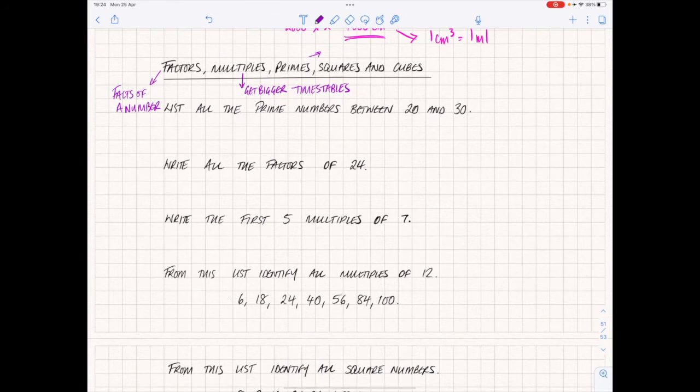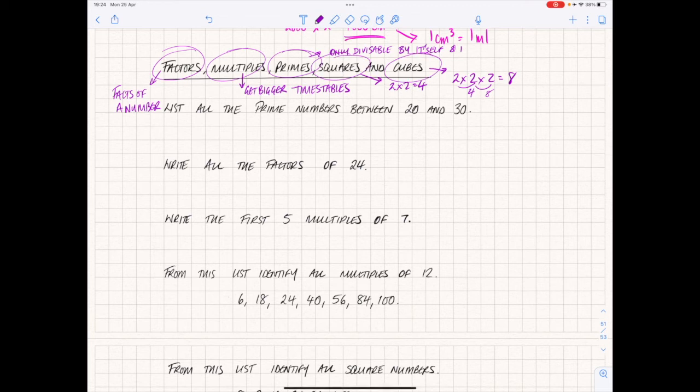Primes, only divisible by itself and 1. Squares, things like 2 times 2, which is 4. So a number multiplied by itself. And a cube is 2 times 2 times 2, which would be 8. Okay, because 2 times 2 is 4, 4 times 2 is 8. So you need to understand the difference between each one of those things to help you answer these questions.